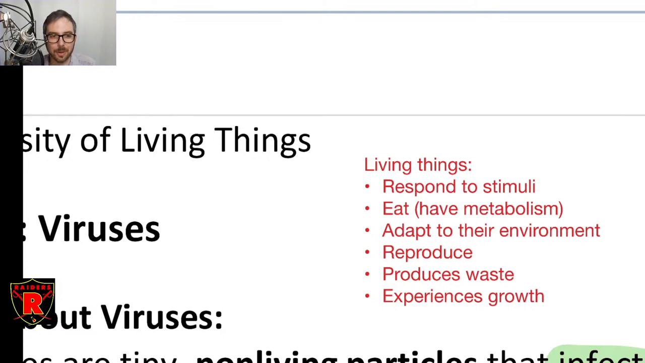That is, when something happens to a particular organism, are they able to do something about that? Can they move towards light or away from light? Can they move towards a food source or away from a food source? Can they change their behavior in response to something that is happening in their environment? And it doesn't have to be very complicated.